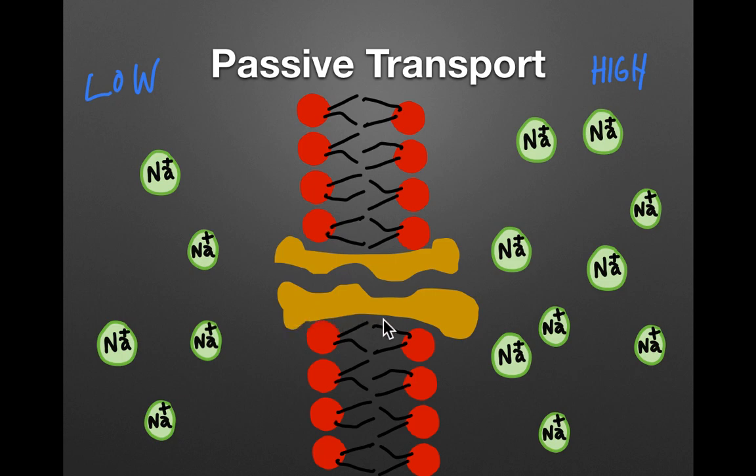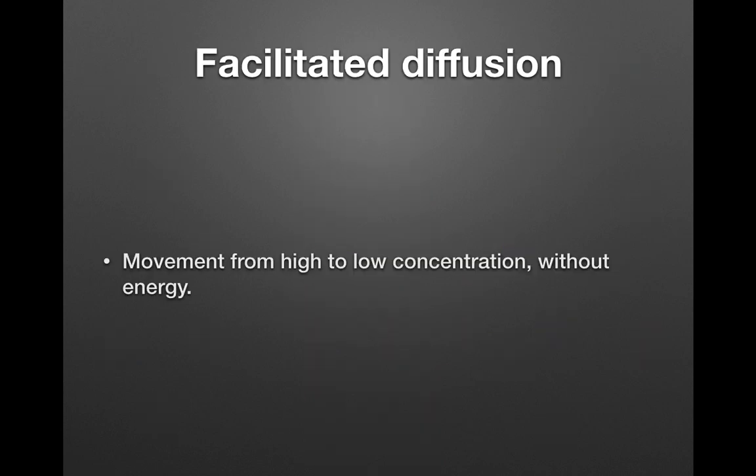But the energy expenditure is exactly the same. There is none. And also it's down the gradient from high to low concentration. Okay, so facilitated diffusion, high to low concentration, without the expenditure of energy. And again, this part of the term refers to the utilization of a protein.